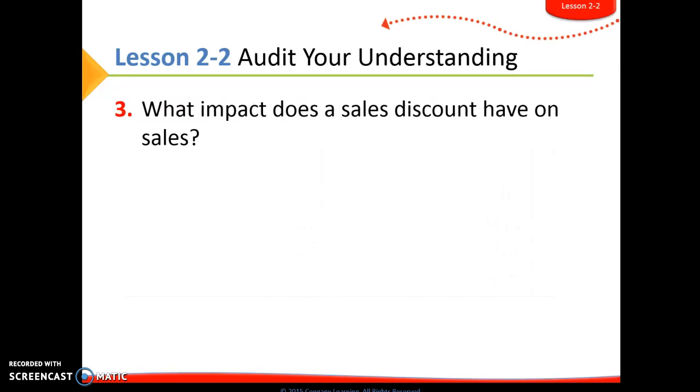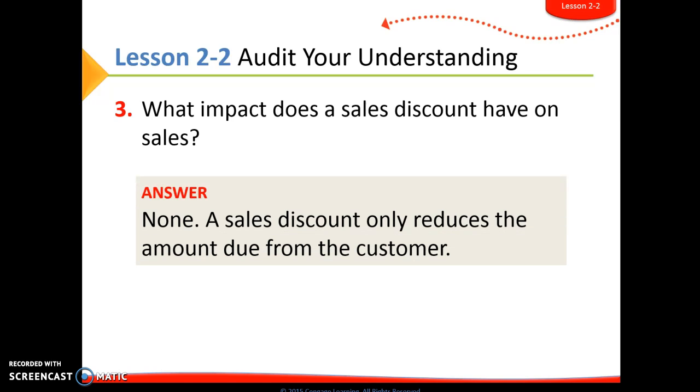Number 3, what impact does a sales discount have on sales? None. A sales discount does not impact the actual sale. The sale is already completed. The sales discount will only impact what the customer owes. So it reduces the amount that the customer owes.